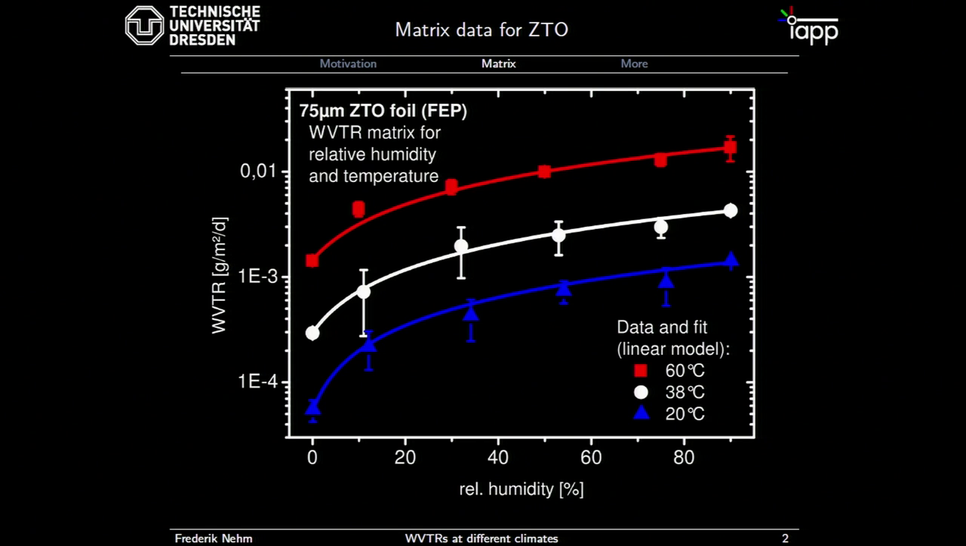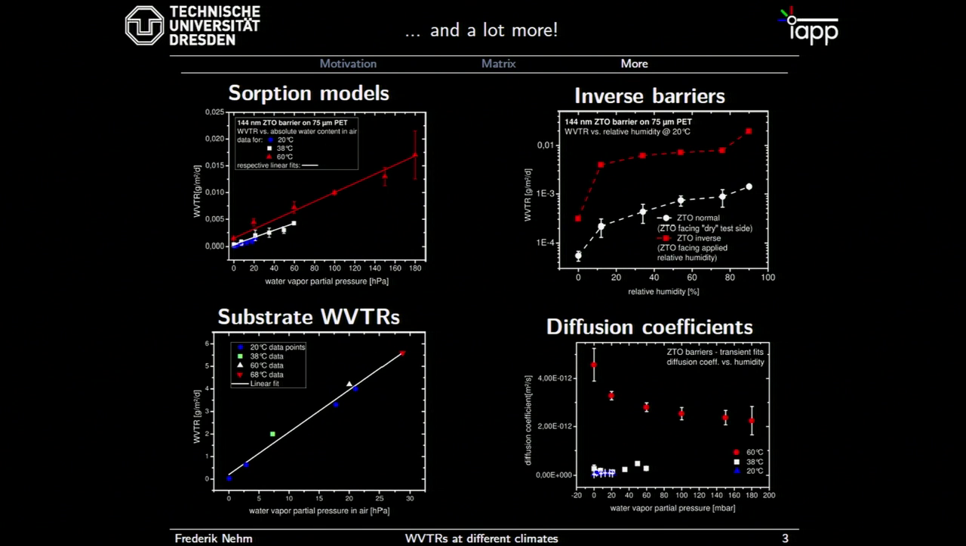But of course, we didn't stop here. We went a lot further, which I would be delighted to discuss with you at the poster number 11. We've looked at different sorption models and temperature effects, which we found out over the WVTRs of the substrate itself. We saw that there's some change in the barrier layer itself, independent of the substrate, above somewhat 40 degrees centigrade. We've tested the barriers in inverse geometry, which means that we have the ZTO facing the humid air directly, and saw a very big offset there.